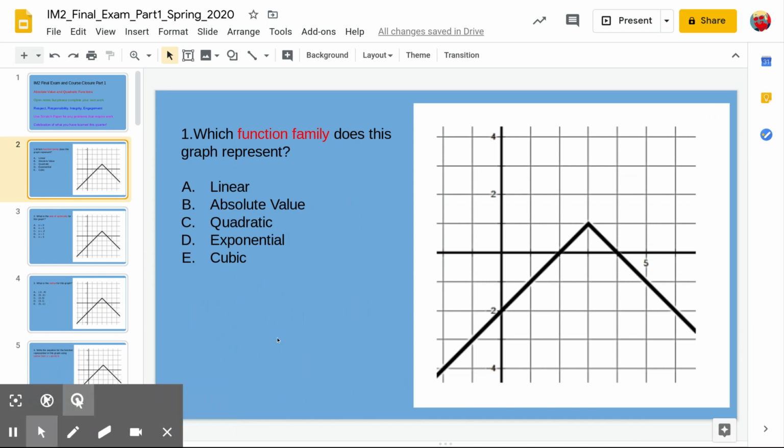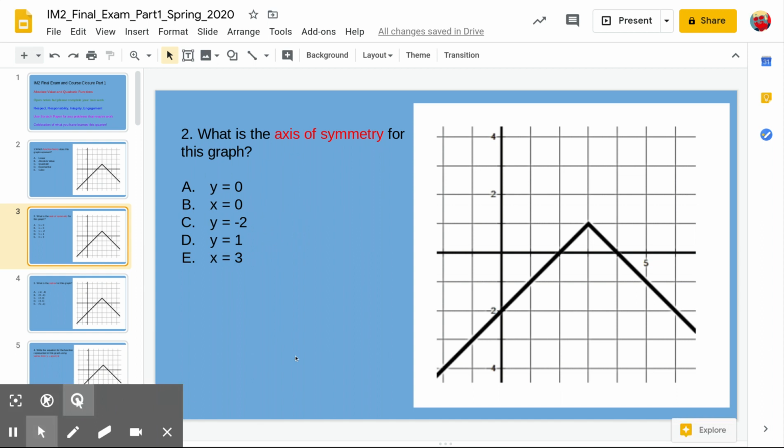Question 1. Which function family does this graph represent? A, linear, B, absolute value, C, quadratic, D, exponential, E, cubic. Question 2. What is the axis of symmetry for this graph? A, y equals 0, B, x equals 0, C, y equals -2, D, y equals 1, E, x equals 3.